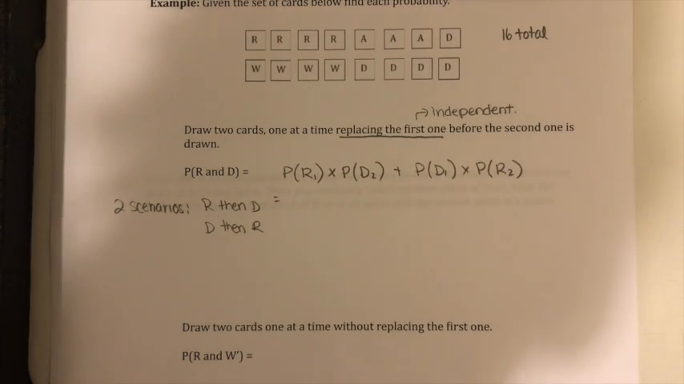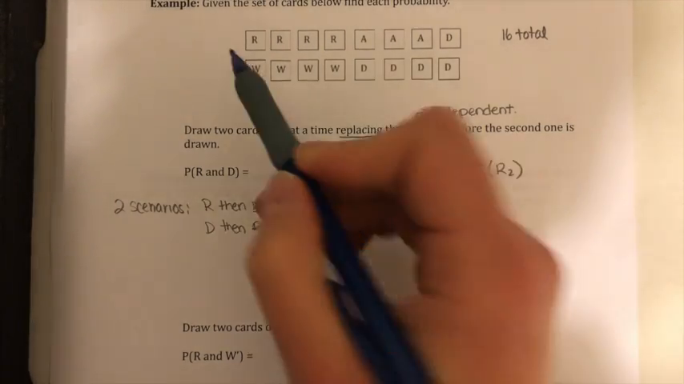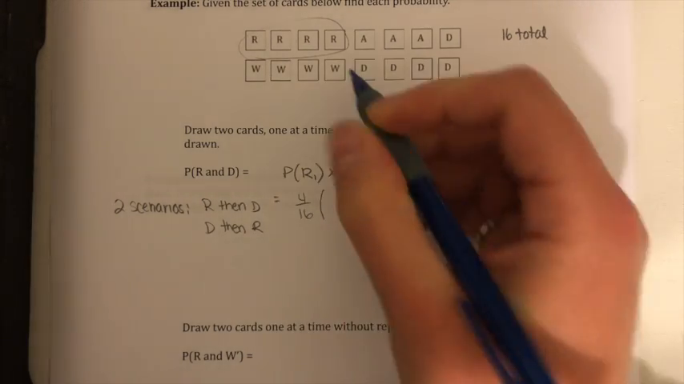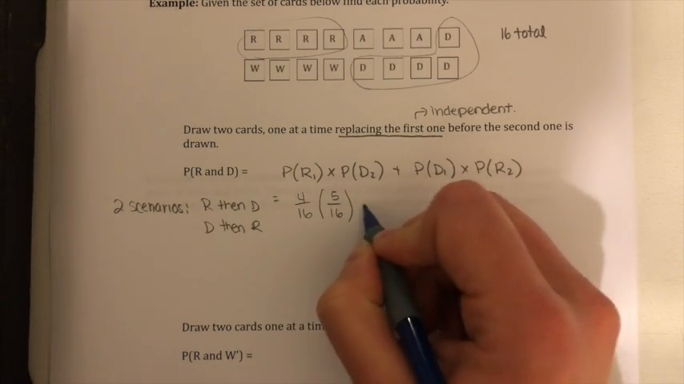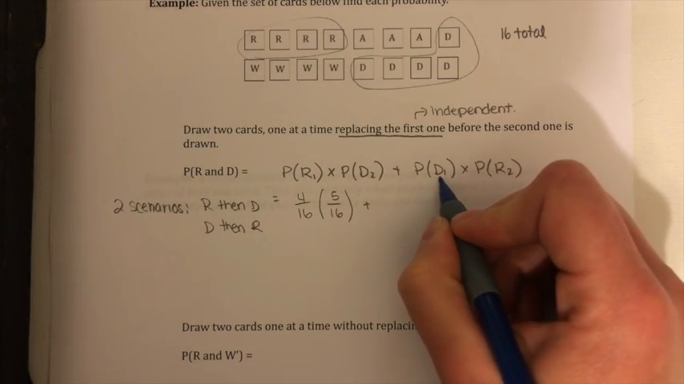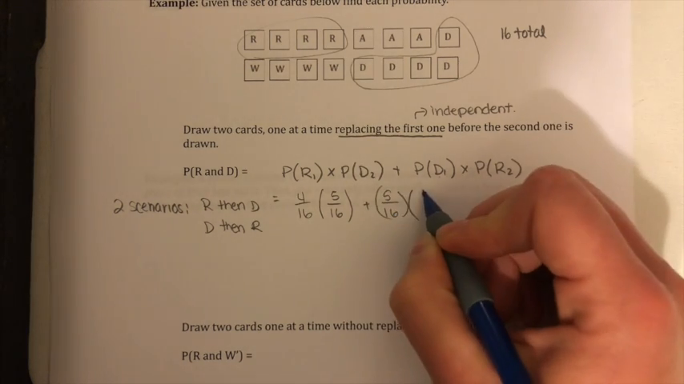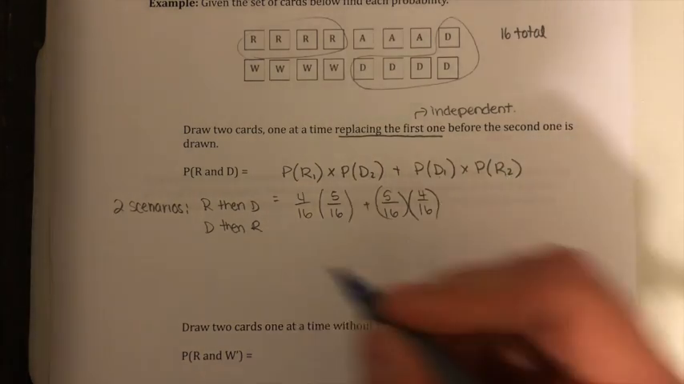So we're going to actually do those as fractions. So we've got the probability of R, we've got 4 out of 16. Probability of D, we've got 5 out of 16. Plus the probability of D, so that 5 out of 16 again, times 4 over 16, that probability of R.